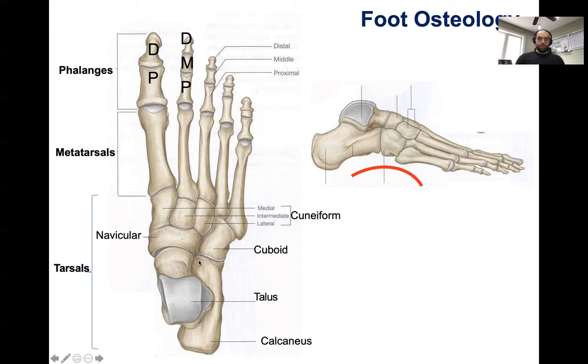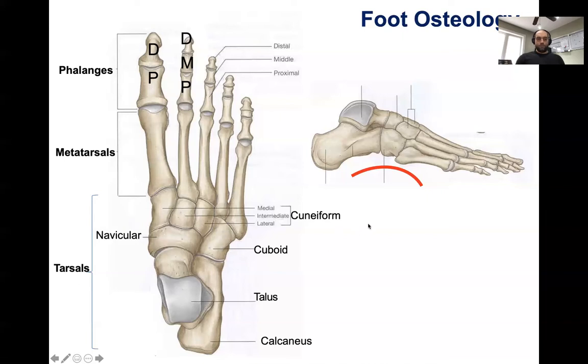Okay. And then if you look laterally on the foot, we're looking at the cuboid. So just lateral to the navicular, we've got the cuboid, and that is anterior to the calcaneus. So the cuboid over here is the same bone over here. Okay.